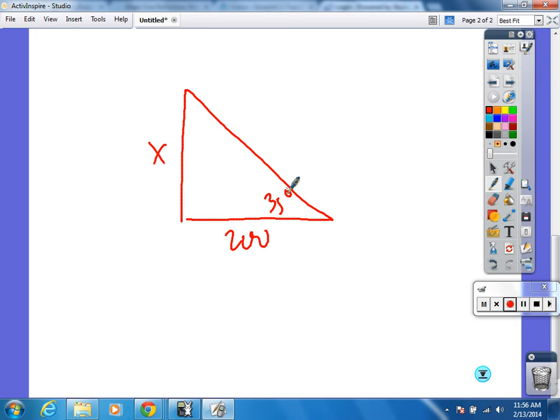Okay, what is sine? Opposite over hypotenuse. Do I have my hypotenuse? No. There you go. So it's the tangent because I have opposite over adjacent, correct? Everybody there with me?